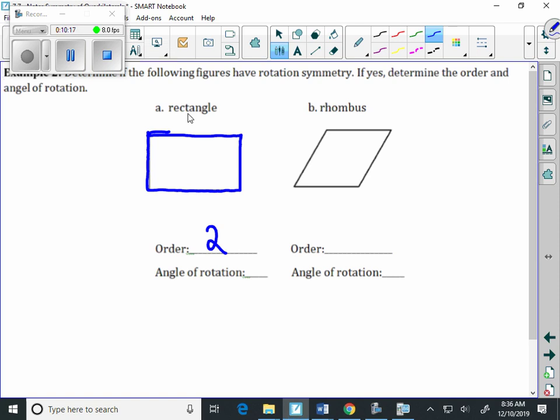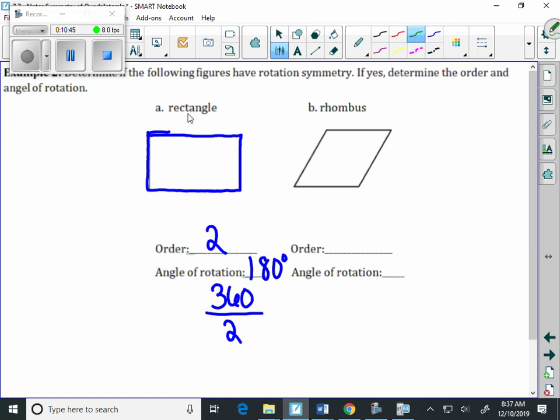And to figure out the angle of rotation, the formula that we use and we're going to continue to use is we take 360 and we divide by the order, which is 2, which gives us 180 degrees. Remember that the angle of rotation has to be less than 360.